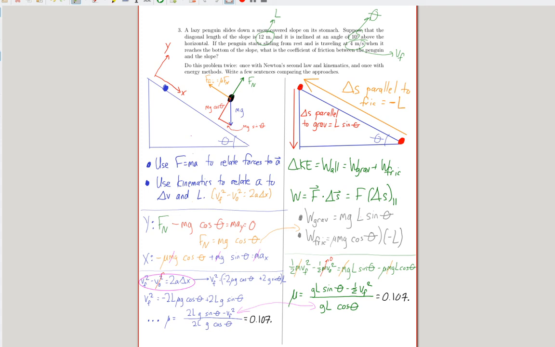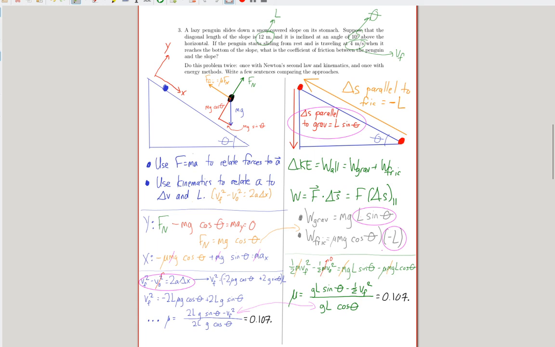I didn't need to break anything into components, although I did need to think carefully about what the displacement was parallel to each force. That is an important idea. When I'm calculating the work done by gravity, the displacement used here is not the entire distance moved, it's only the distance moved vertically. But since friction is exactly anti-parallel to the motion, we used minus L for the displacement there.